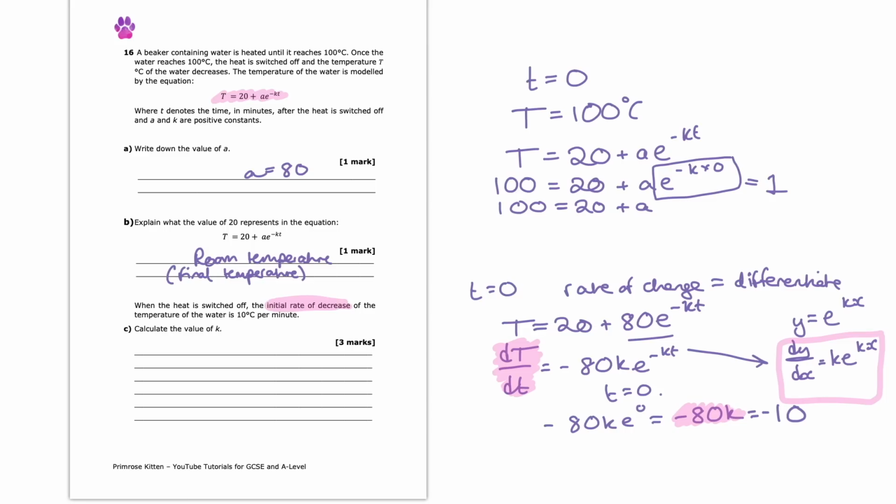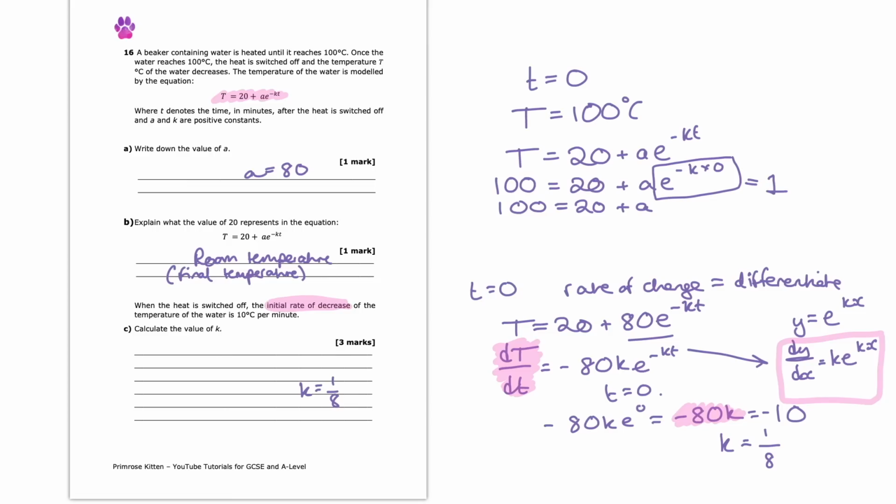minus 10. Now you might be thinking, well, why is it minus 10? But it's because it's a rate of decrease, and that's like a negative gradient, isn't it? So whereas it's 10, it's decreasing by 10 degrees C per minute, so we write down minus 10. So rearranging that there, we get k equals 1 over 8. So finally there, that is what the answer is, k equals 1 over 8.